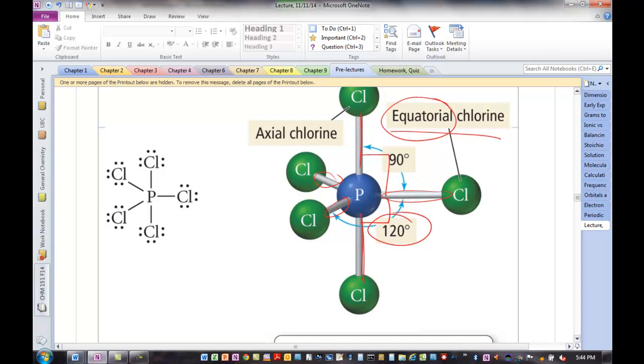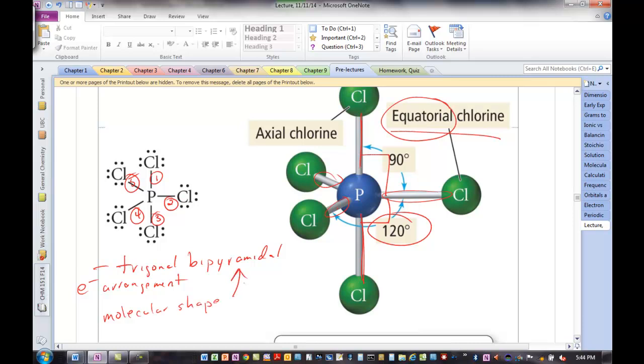Okay, so here's PCl5. 1, 2, 3, 4, 5. Phosphorus exceeding the octet rule. The electron geometry is going to be trigonal bipyramidal, because there are no lone pairs. The molecular shape will be the same. It's also trigonal bipyramidal because there are no lone pairs. All right, there you go.